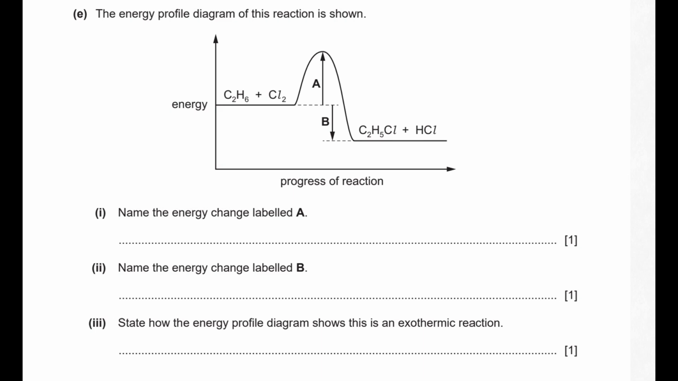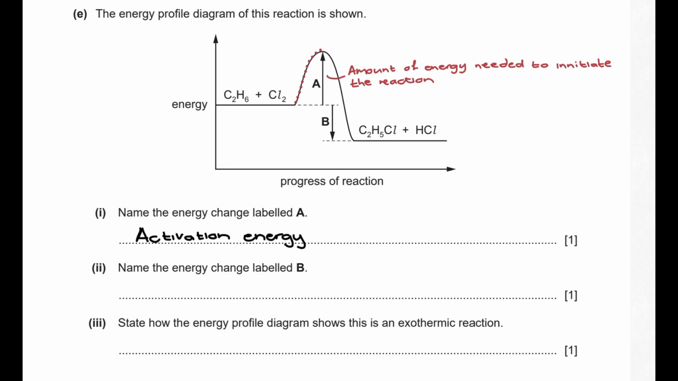They then ask us to name the energy change labeled A. Now, if we go to A, we can see that A is from our reactants increasing. Okay, so this would be the amount of energy that's needed to initiate the reaction, or otherwise known as the activation energy. The second question asks to name the energy change labeled B.